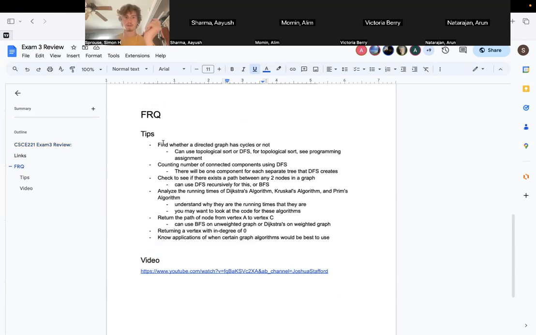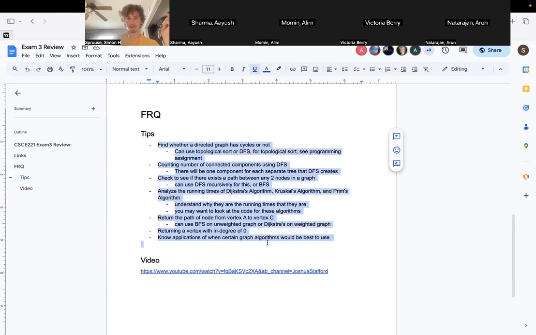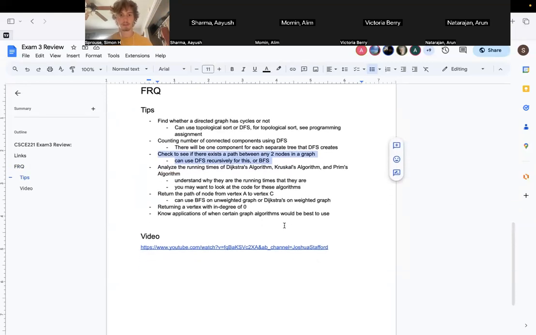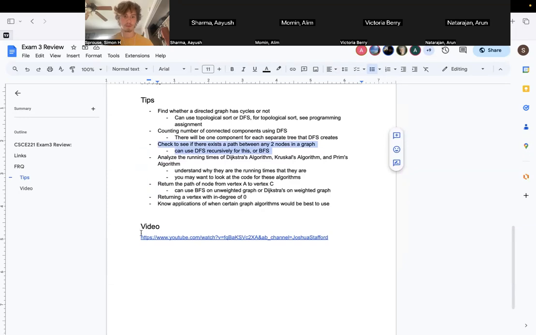Also, I think this is probably what a lot of y'all want to know: what is the FRQ going to be like? So this is just a list of maybe starting points for you to practice. If you have some time on your hands, try solving one of these problems and see how you feel. If you do it immediately, maybe you're good to go. If it takes an hour, maybe you want to study a little bit of coding on your own time.